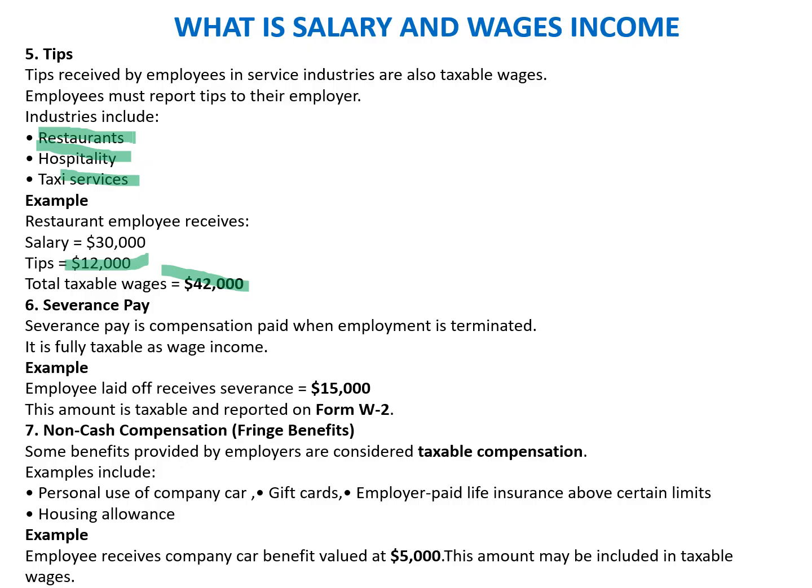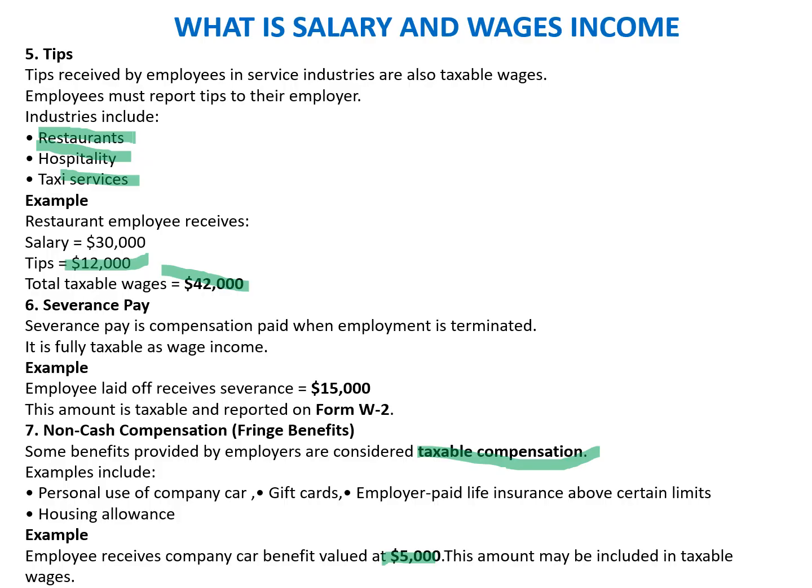Severance pay. Severance pay is the compensation paid when an employee is terminated. It is fully taxable as wages income. There is also certain non-cash compensation, which includes fringe benefits, and some benefits provided by the employer are considered taxable compensation. Examples: personal use of the company's car, gift cards, employer-paid life insurance above certain limits. All these portions of non-cash compensation would be included as part of the salary and wages. So if an employee receives a company car benefit of, let's say, $5,000, this amount will be included in the taxable wages.